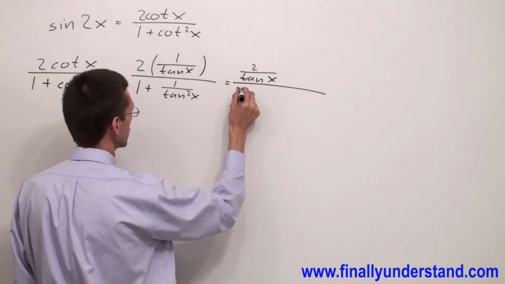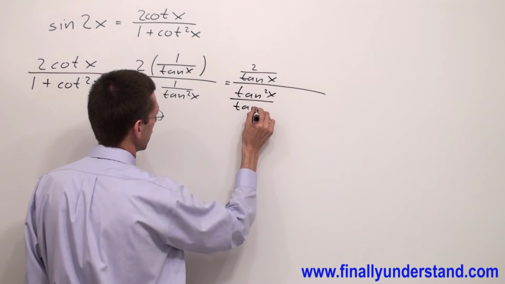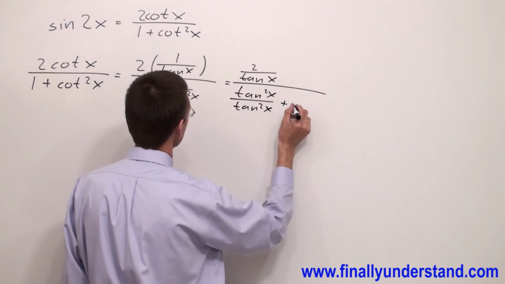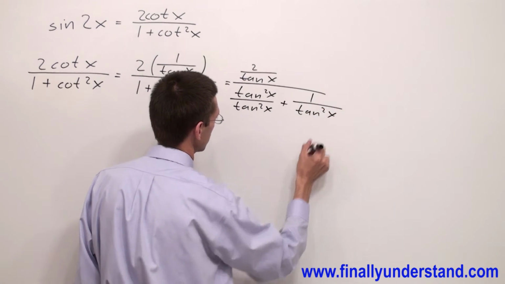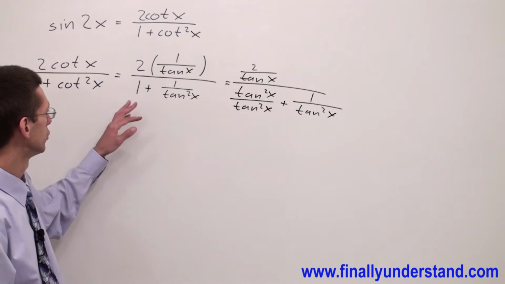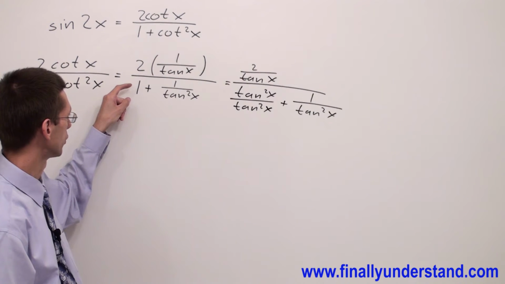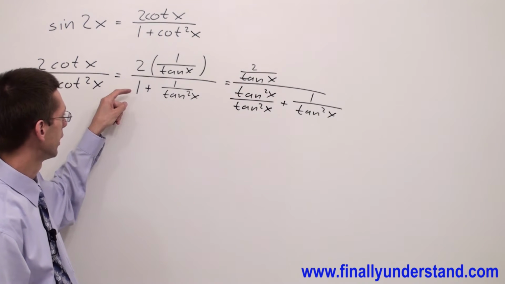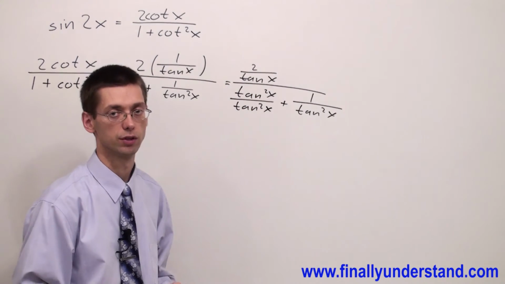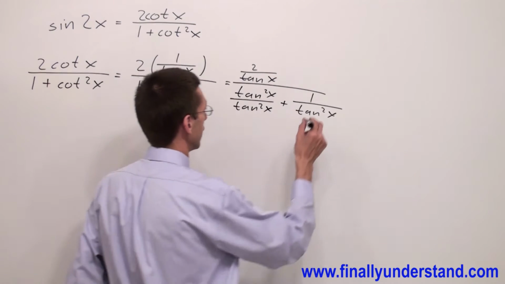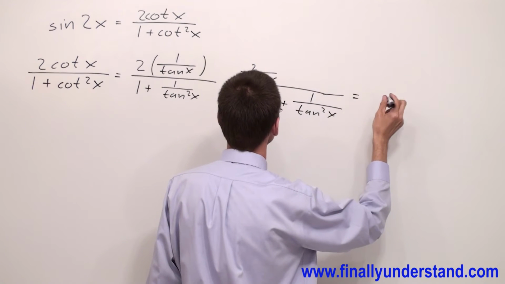1 I can rewrite as tangent square x over tangent square x plus 1 over tangent square x. Let me remind you, in order to add 1 to 1 over tangent square x, we're supposed to convert 1 to the fraction and find a common denominator. That's why I got tangent square x over tangent square x. And next we're supposed to copy the top and add the fractions in the denominator.